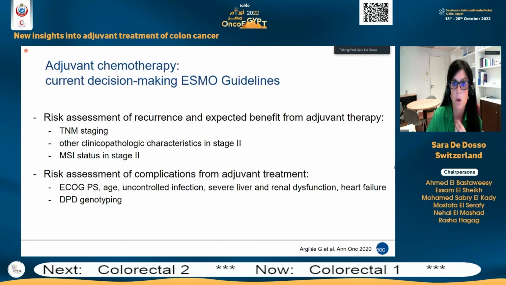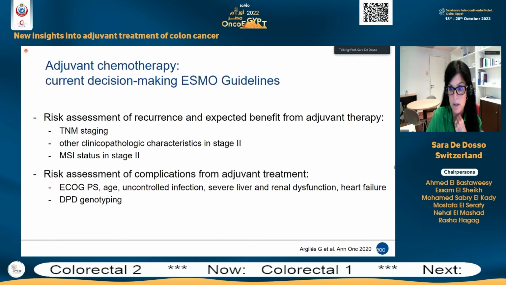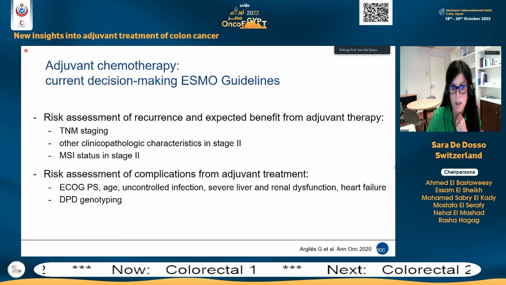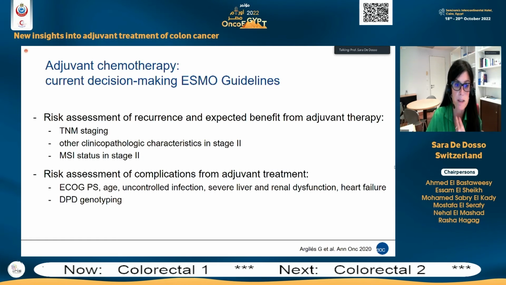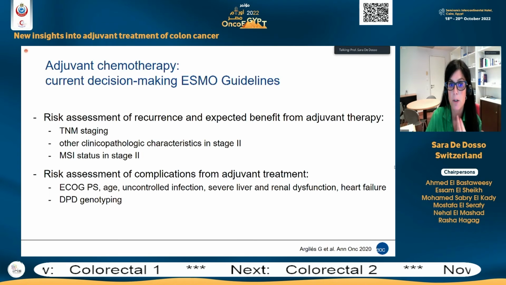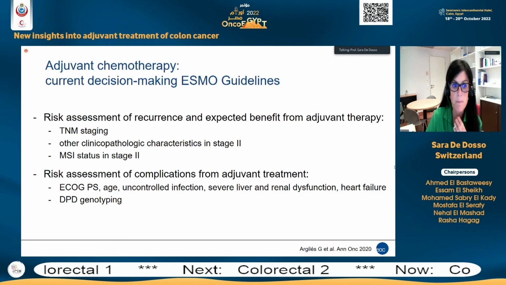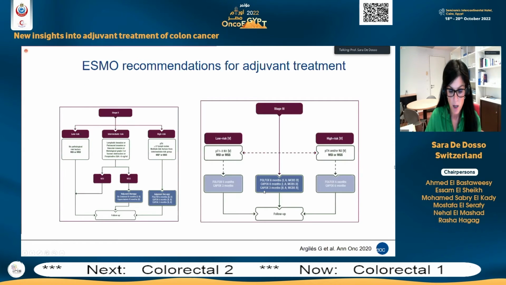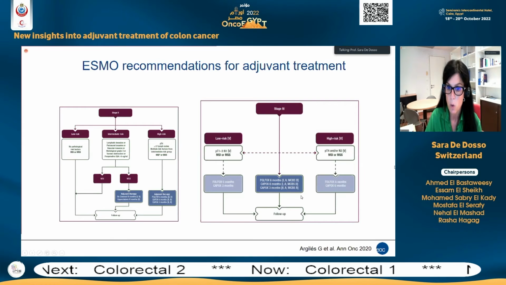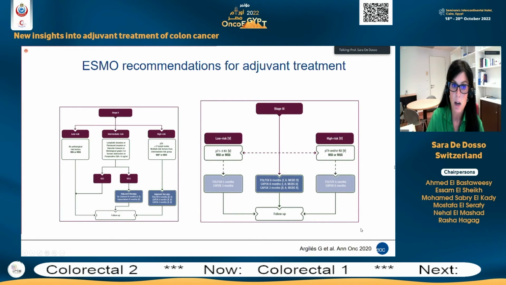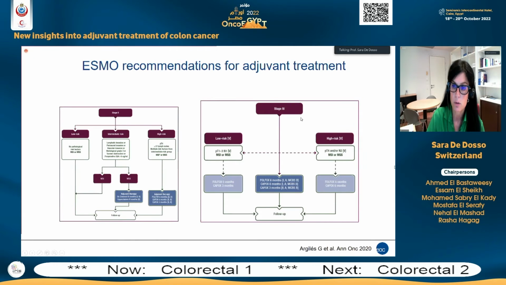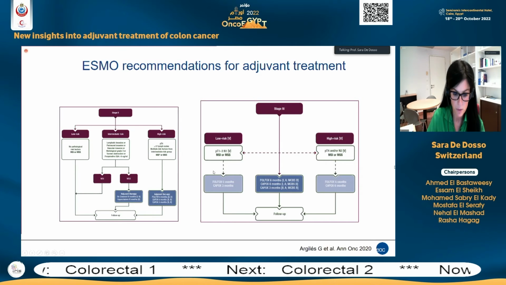risk assessment of complications from adjuvant treatment according to some clinical characteristics such as, for example, the ECOG performance status, the age of our patient, other comorbidities, or also according to DPD genotyping. So I am sure you are all quite familiar with this algorithm from the ESMO recommendations in stage 2 and 3 colon cancer in considering adjuvant chemotherapy.